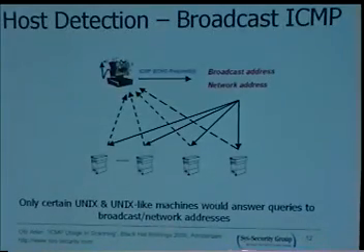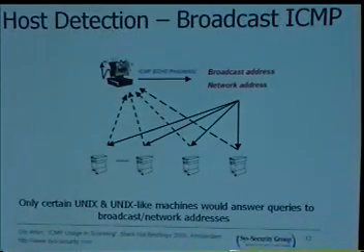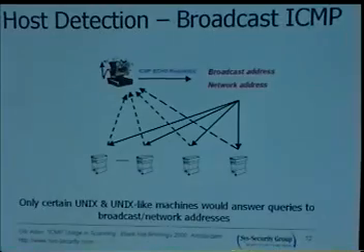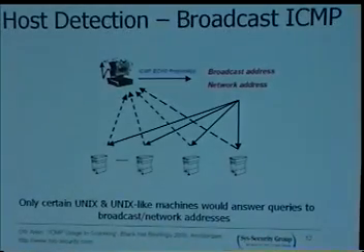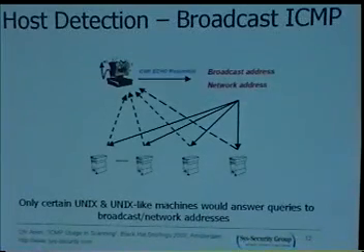Broadcast ICMP scans. Usually known when an ICMP echo request is sent to the broadcast address or the network address of a targeted network. Only certain types of Unix and Unix-like operating systems will answer those queries. Mainly Solaris is very cooperative with that. Windows machines will not answer those. It's not a malfunction, it's just that they can ignore it.